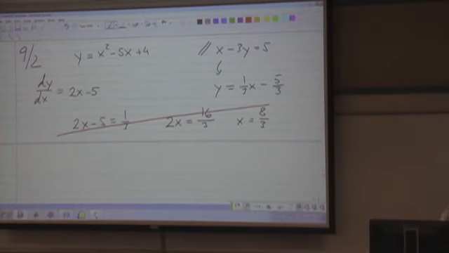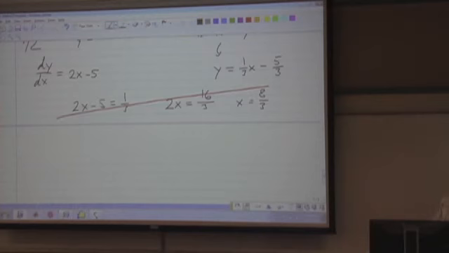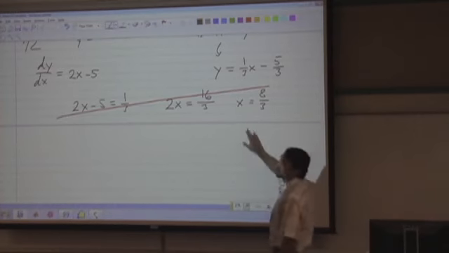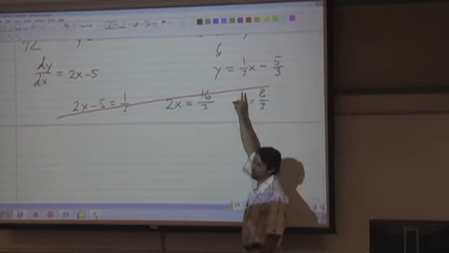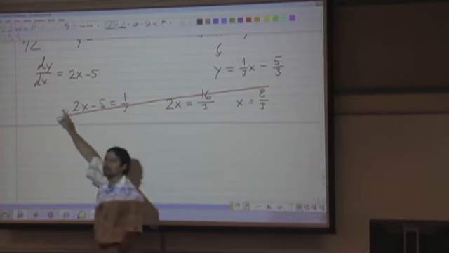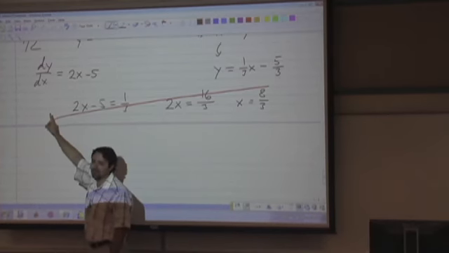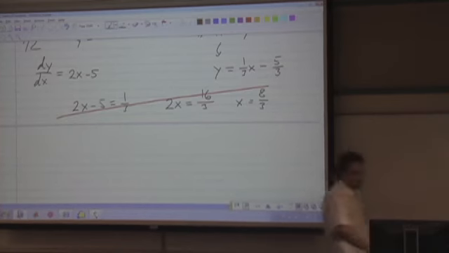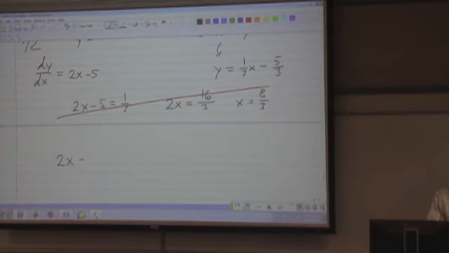Wrong. Why is it wrong? I just realized the big mistake. What is the slope of? The normal line. What is this derivative giving us? The slope of the tangent line. So what you actually need to solve is 2x minus 5 has to equal -3. Which means 2x is equal to 2, which means x is equal to 1.